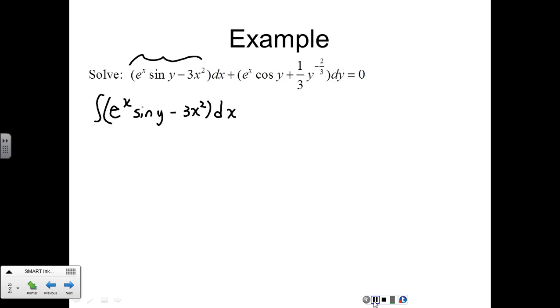with respect to x, you guys know that the integral of e to the x is just e to the x. The sine of y is going to stay like it is. If you're integrating with respect to x there, it's just a constant. And the integral of negative 3x squared would be minus x cubed. 3x cubed over 3, so minus x cubed. Plus possibly some function that is just in y variables. So this is my potential answer here.